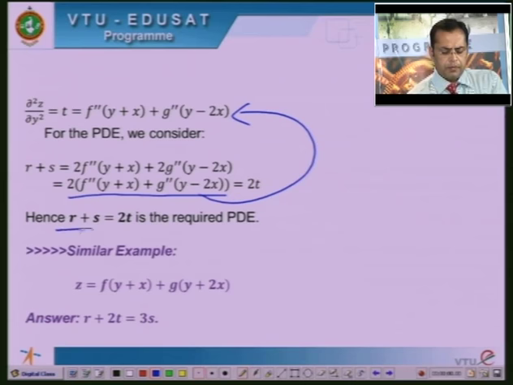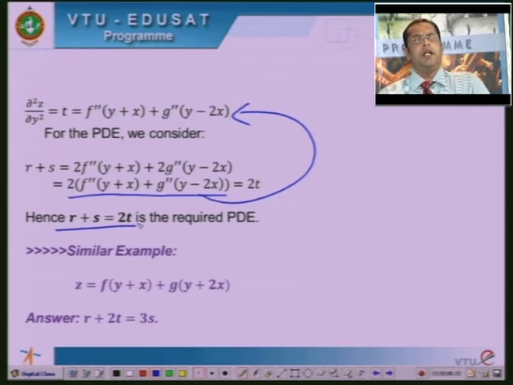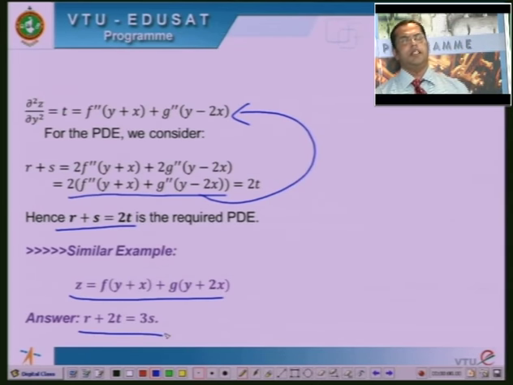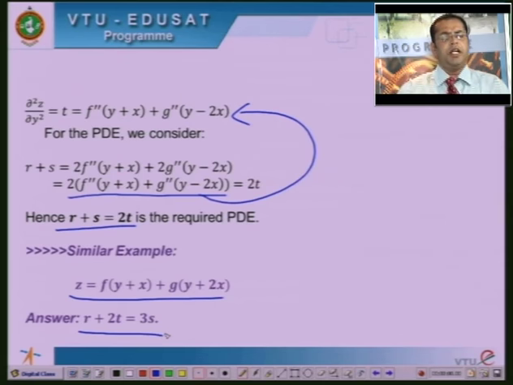Hence, r plus s equal to 2t is the required PDE of order 2. A very similar example to this is written here, which you can try. Find the PDE given z equal to f of y plus x plus g of y plus 2x. The final PDE for this expression is r plus 2t equal to 3s.